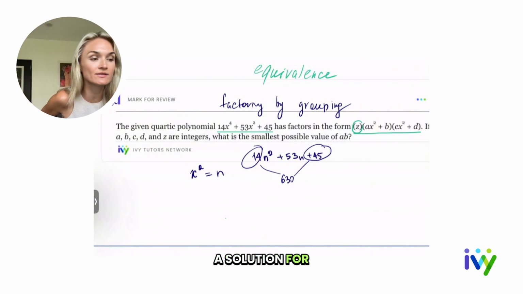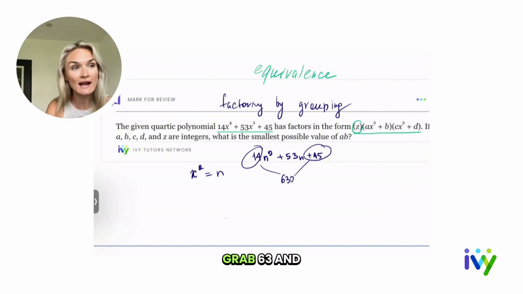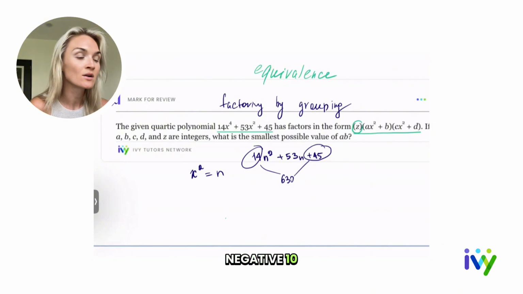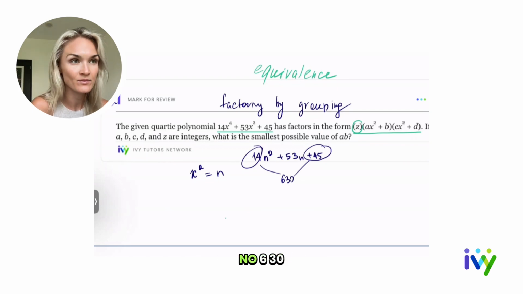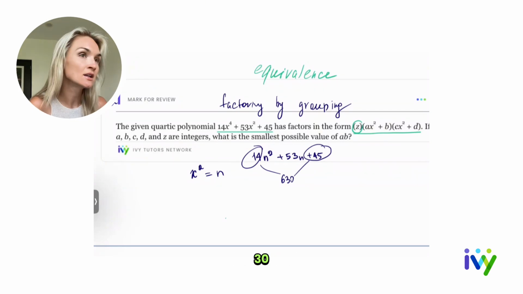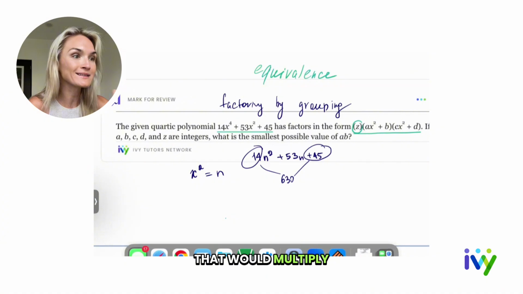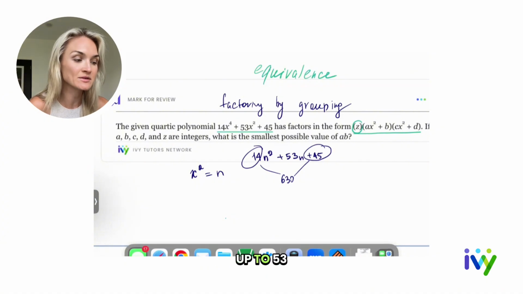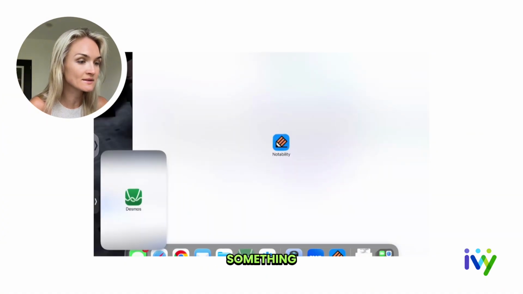And I may have a solution for you. If you grab 63 and negative 10, would the product be positive 630? No, it would be a negative 630. You need two numbers that would multiply into a positive 630 and add up to 53. So, I'm going to show you something.